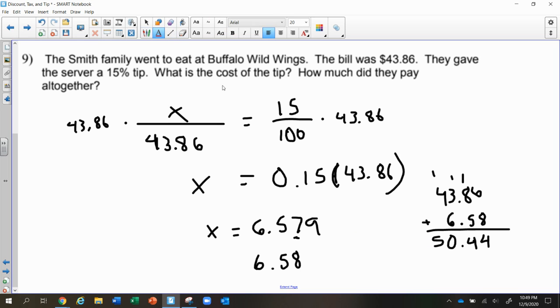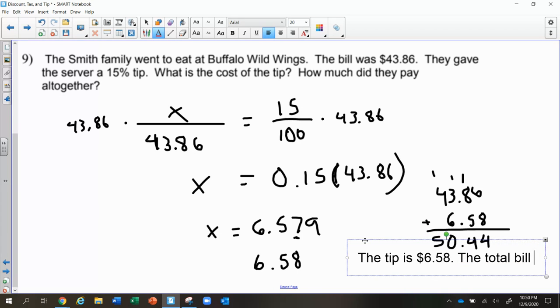So my total price after I tipped was what was the cost of the tip? How much did they pay altogether? Okay, so I answered both. The tip is $6.58. The total bill is $50.44.